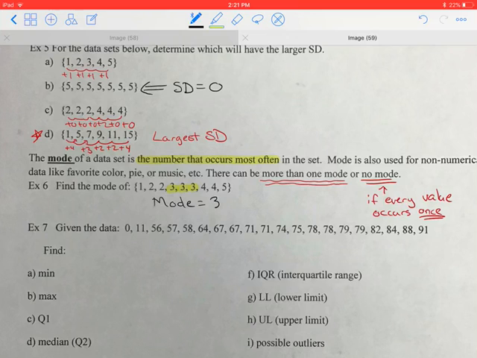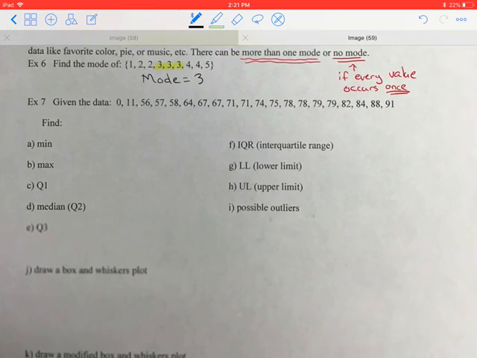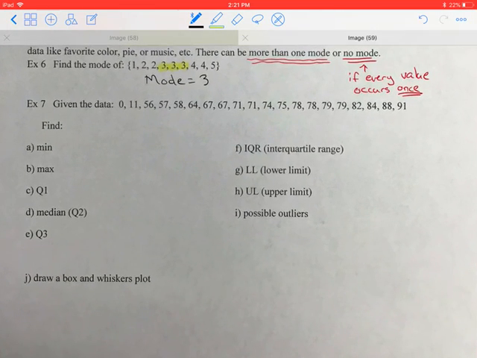All right, so now we're going to take some of our information from the last 2 sections and put it all together into one example. So if we look at the data set on number 7, I would assume that maybe these are test grades or homework grades, something like that. So we have them ranging all the way from 0 being the lowest score to 91 being the highest. So we know that our minimum value would be 0 and our maximum value would be 91.